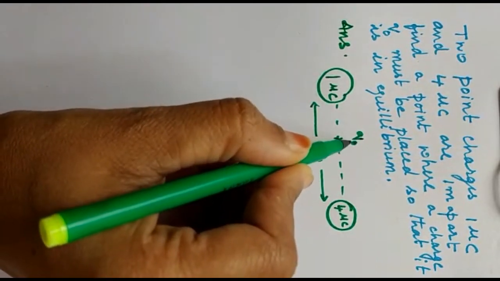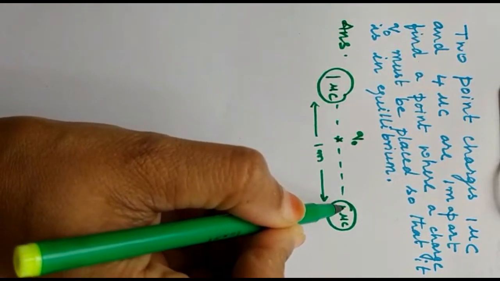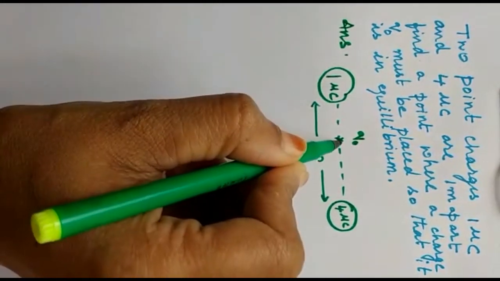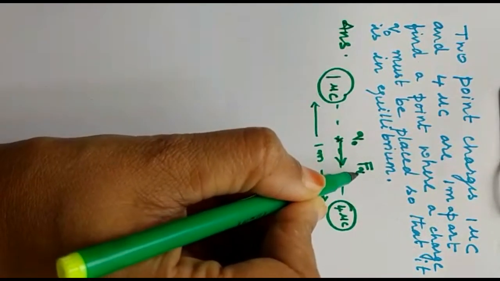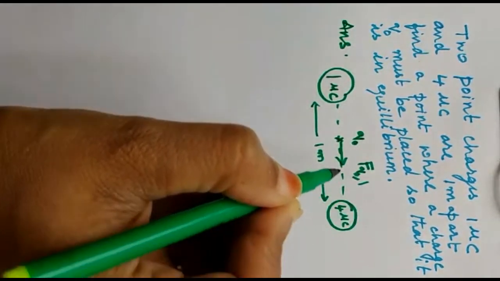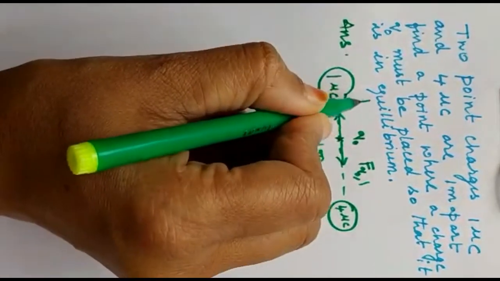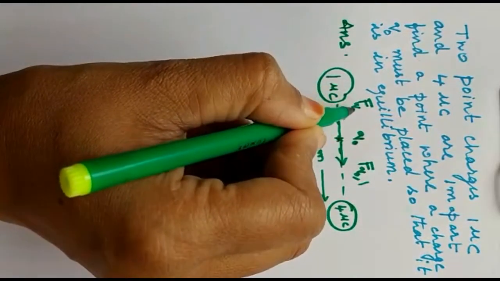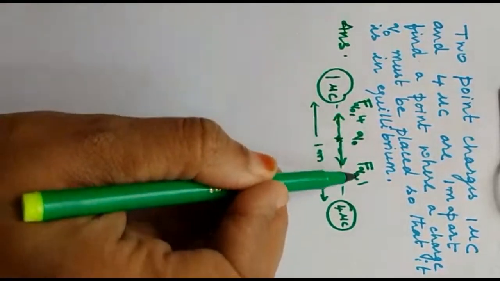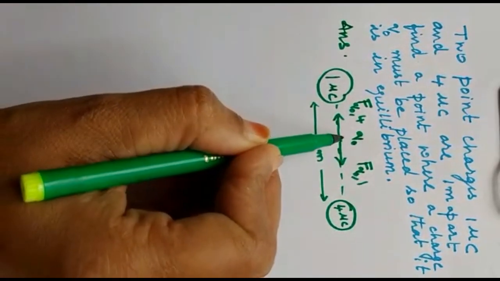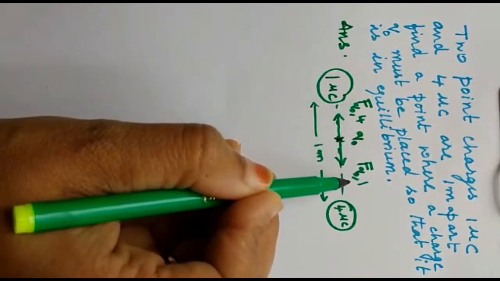Now Q naught will experience two forces, one due to 1 microcoulomb, another due to 4 microcoulomb. Because of 1 microcoulomb there is a force of repulsion. This is the force on Q naught due to 1 microcoulomb. And because of 4 there will be a repulsion and the force will act opposite. This is the force on Q naught due to 4 microcoulomb. Now if you observe, the two vectors are acting in opposite directions, so there is a possibility of cancelling each other provided their magnitudes are equal.